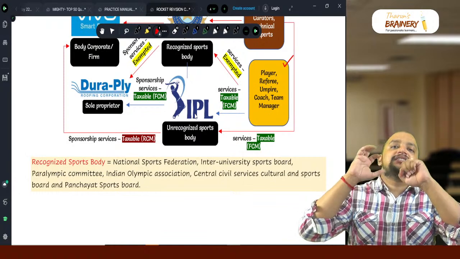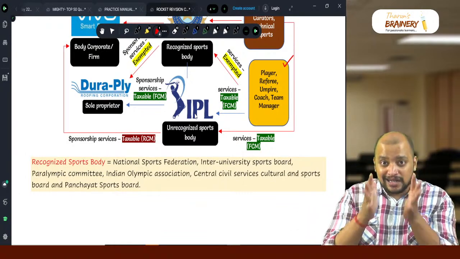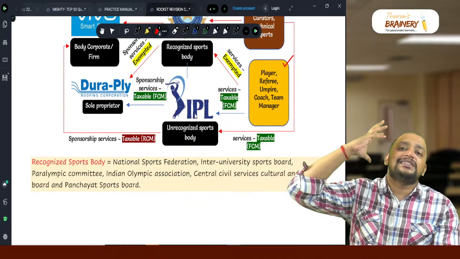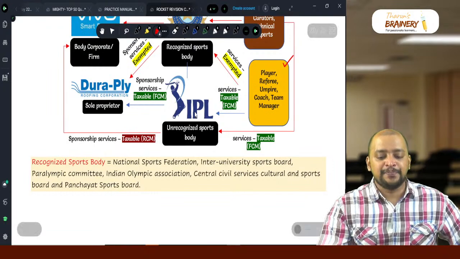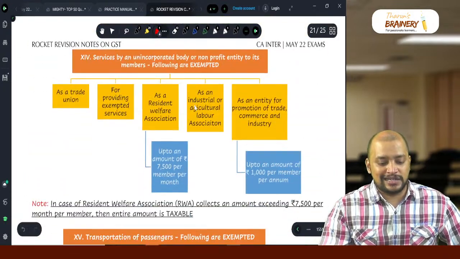So these are the 6 sports boards which are treated as recognized sports boards, and if there is any event conducted by them, that's a recognized sporting event. Okay. So these are about sports related services.